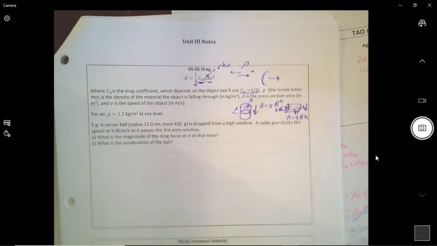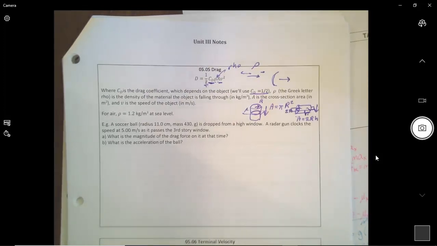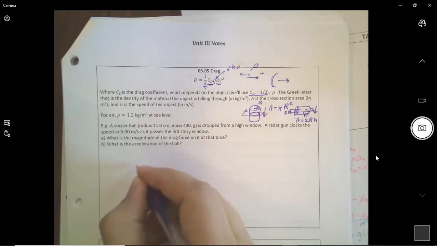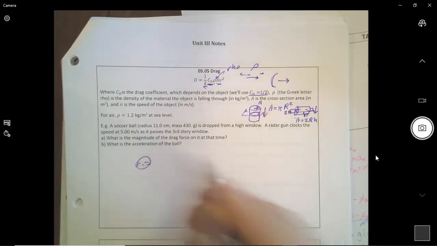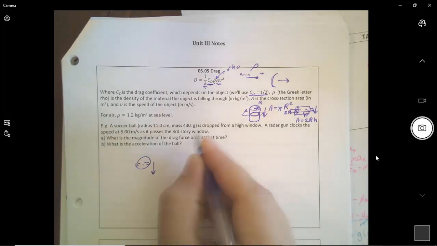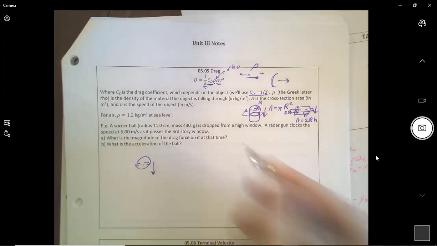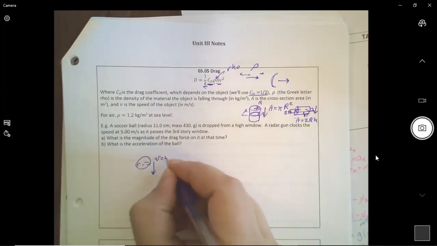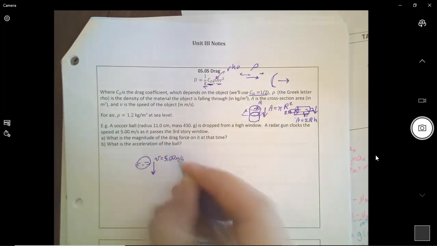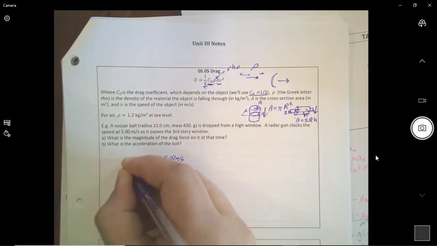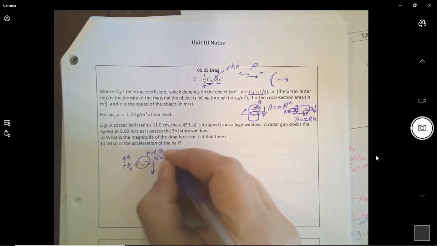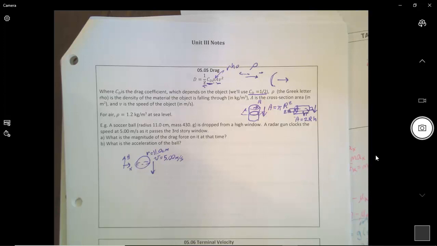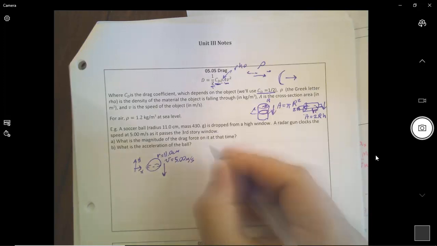So let's just do a quick calculation. Let's say that an object, particularly a soccer ball, is being dropped from a third-story window, I say, and its speed is 5.00 meters per second. We're going to use our standard coordinate system here. We have a radius of 11.0 centimeters. And we're trying to figure out first what's the drag force and then the overall acceleration.